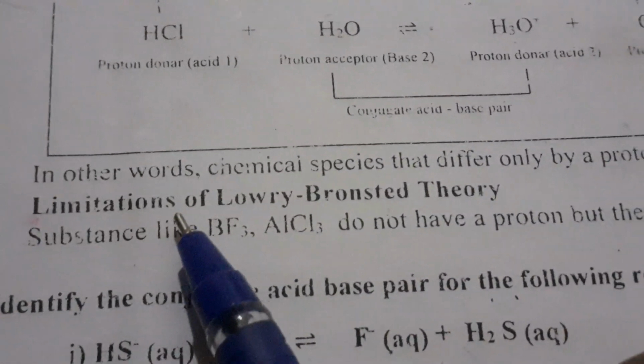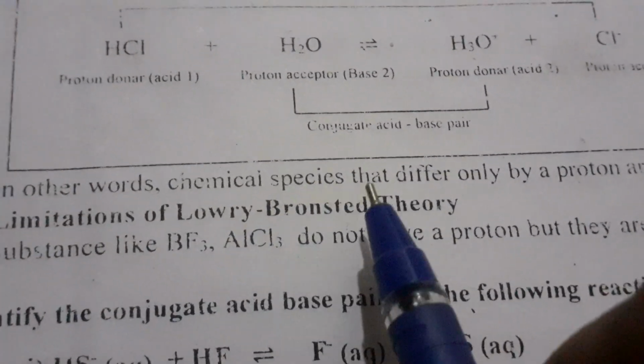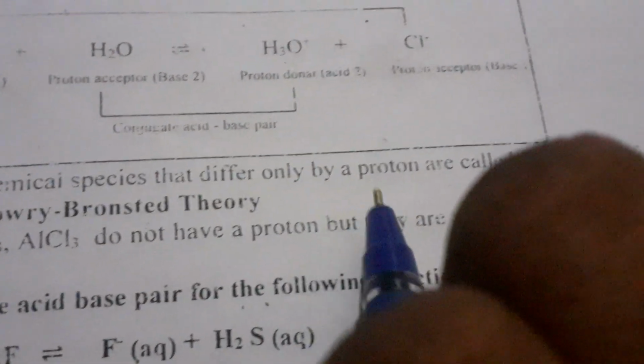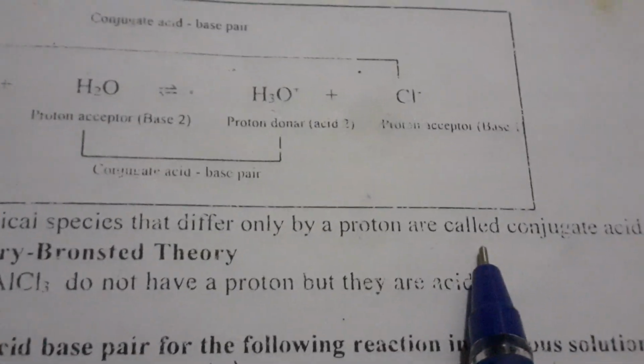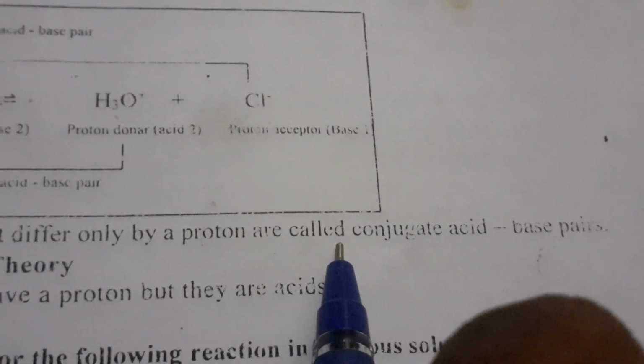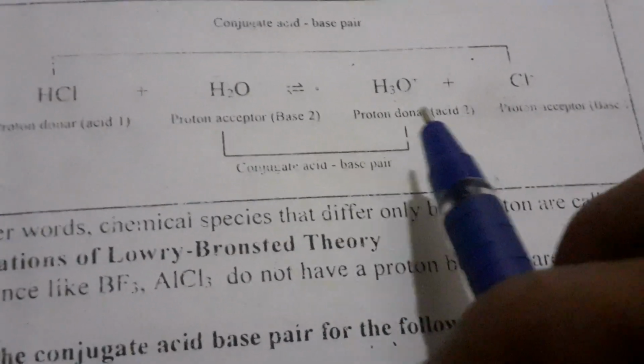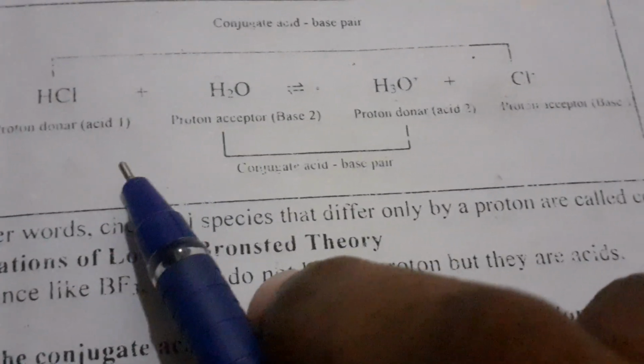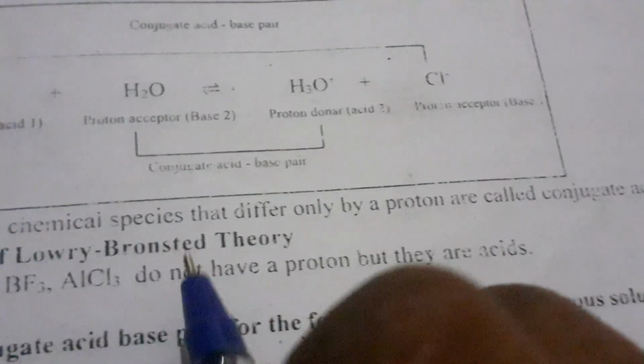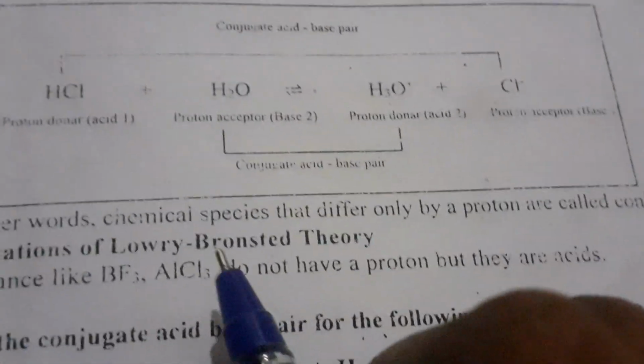In other words, chemical species that differ only by a proton are called conjugate acid base pairs. ஒரு H plus அயானில் டிஃப்ரென்ஸ் இருக்கிறதுனால ஃபார்ம் ஆகக்கூடிய அந்த பேர் என்ன சொல்கிறோம்? கான்ஜுகேட் ஆசிட் பேஸ் பேர் அப்படின்னு சொல்கிறோம்.